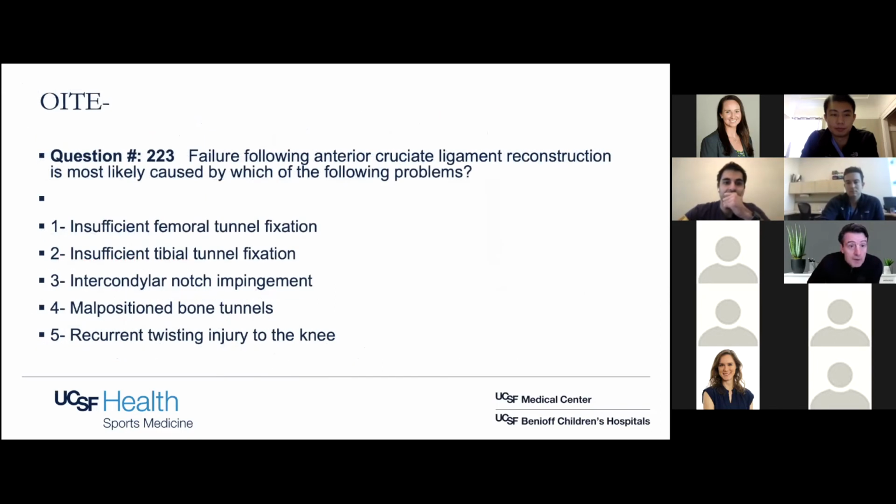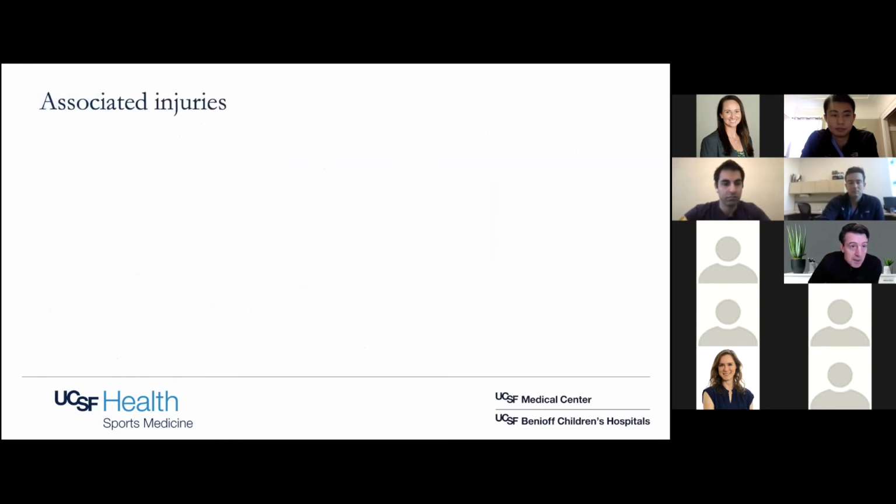Okay, and just to belabor the point, another question, same thing. Malpositioned tunnel, always remember that. What about associated injuries? Because with ACLs, I did one two weeks ago which was just a pure ACL, but that's actually uncommon, right?